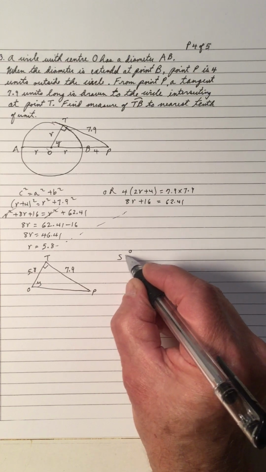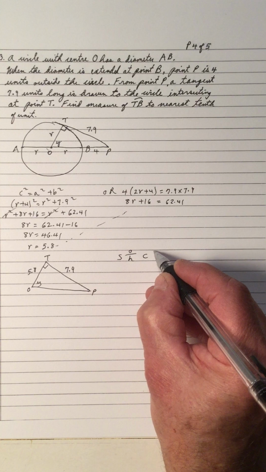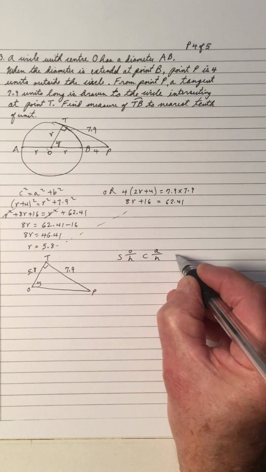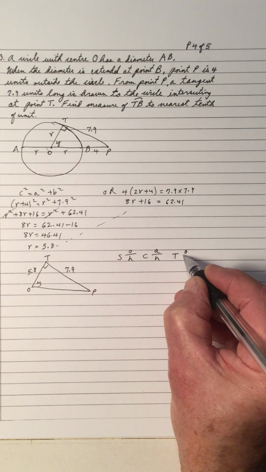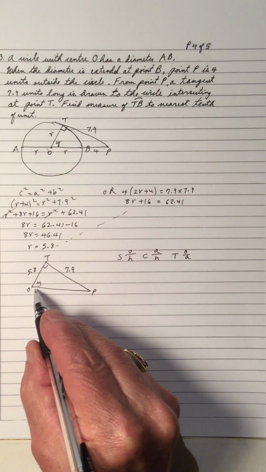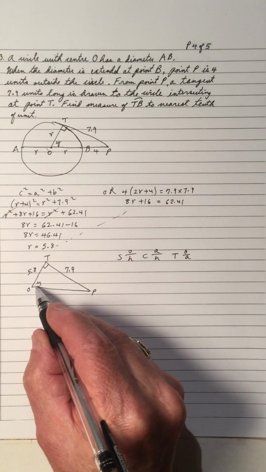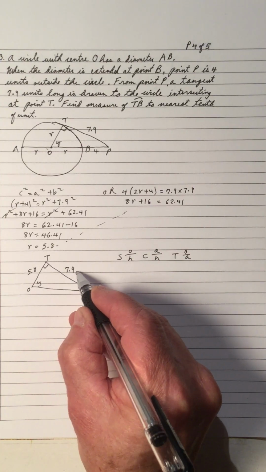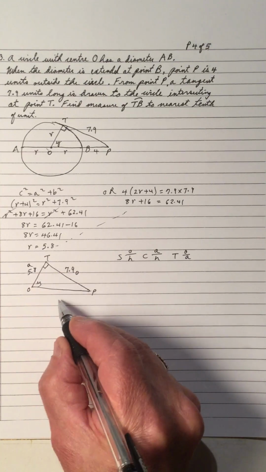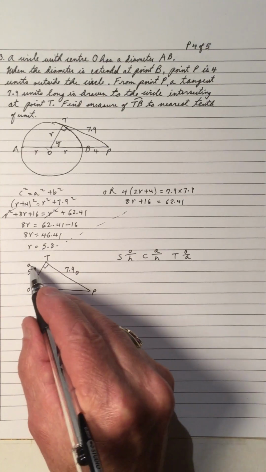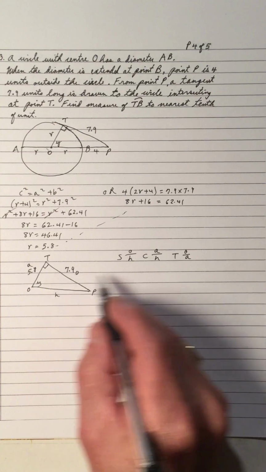Sine is opposite over hypotenuse. Cos is adjacent over hypotenuse. Tan is opposite over adjacent. So in relation to this right triangle, opposite Y, this is the opposite side, and this is the adjacent side, and this is the hypotenuse. So we're not using the hypotenuse, we're using tan.